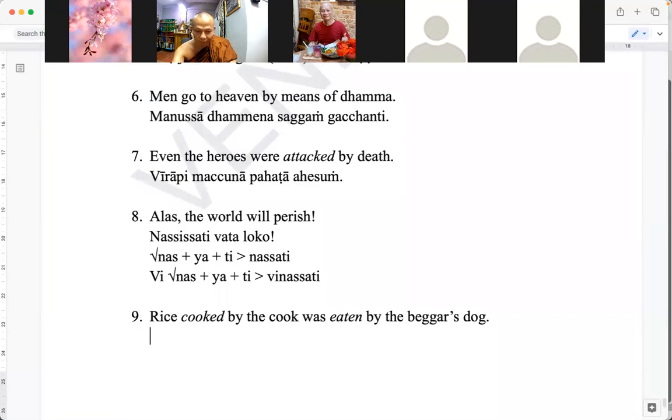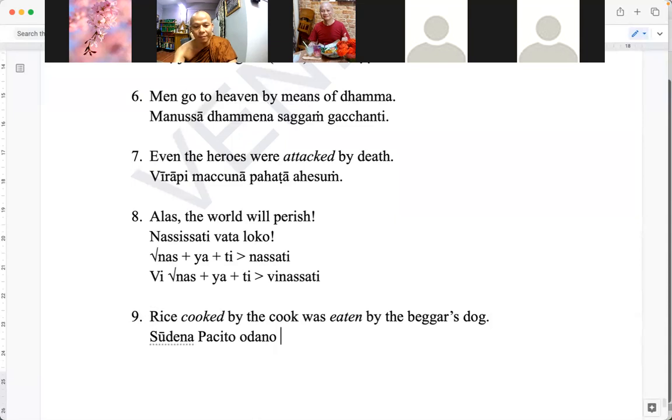So rice cooked by the cook, it is odano is rice, nominative singular is a subject. Cook, it is past participle is pachito of the verb pachati. It will be aligned with the rice odano. By the cook is the instrumental singular sudena. So the first phrase rice cooked by the cook, it is sudena pachito odano. And it is like the subject of the second phrase was eaten by the beggar's dog.